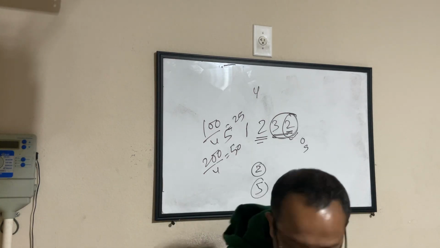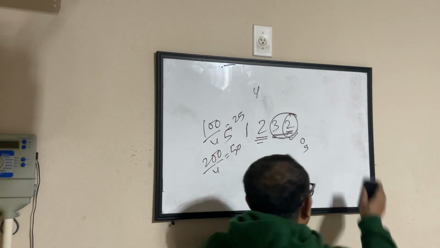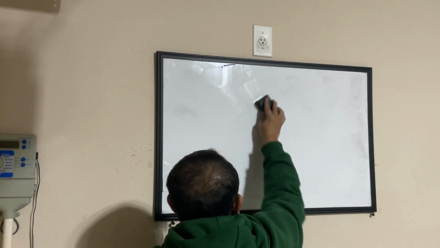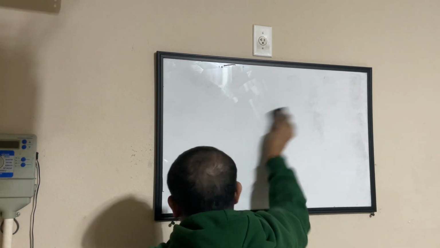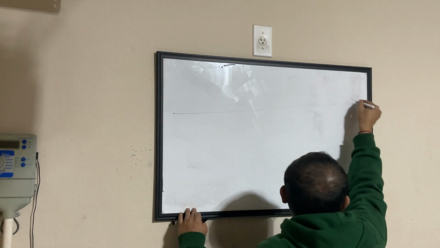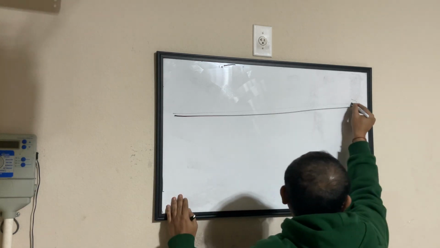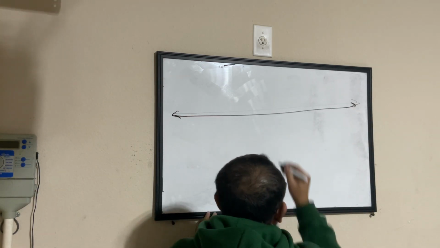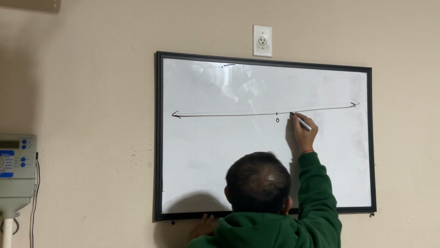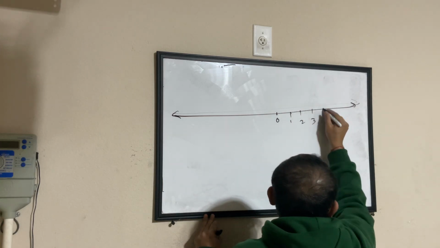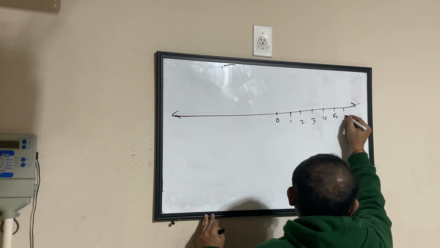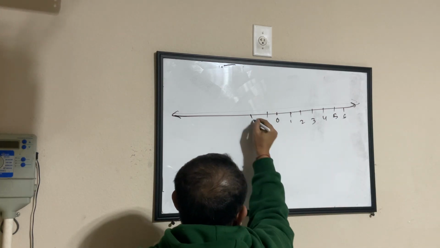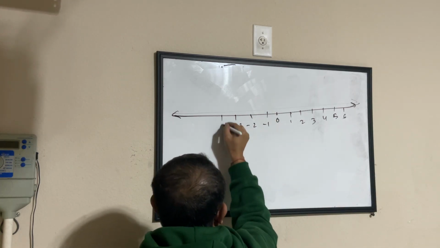So, in the last class we talked about a number line. We talked about a number line, and we talked about what is a natural number, what is a whole number, what is integer. So let me put these numbers here.